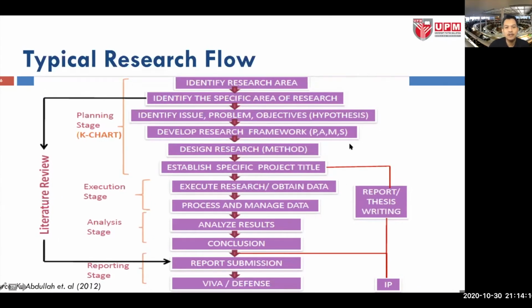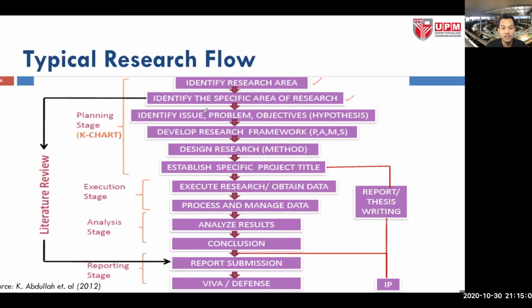And just to show you this particular slide on typical research flow, right? This is just a general overview of doing research. Obviously, when you start your research, you identify your research area. All of you are going to do this. You are going to identify the specific research area. Of course, we will go through how to write a general title, how to prepare a project title, how to prepare a paper title.